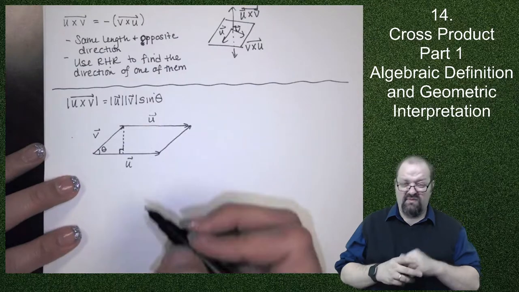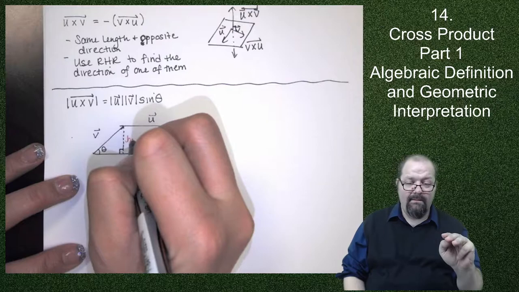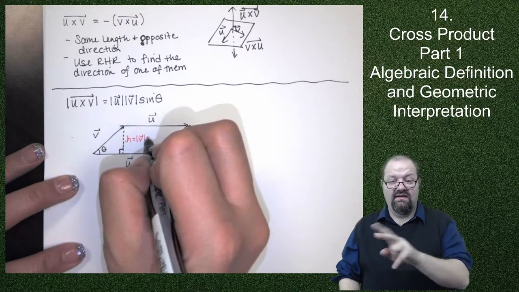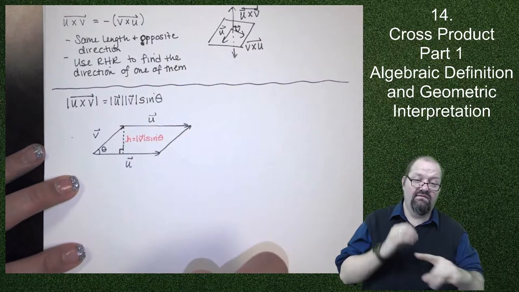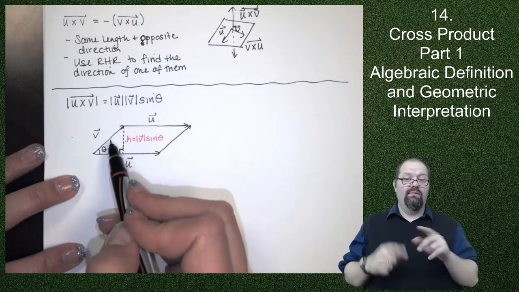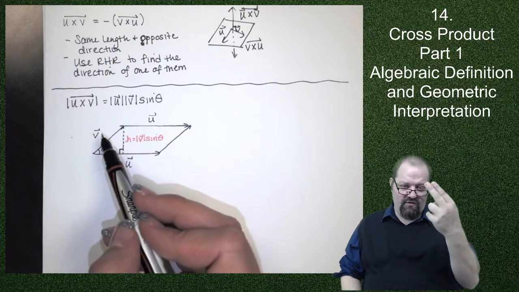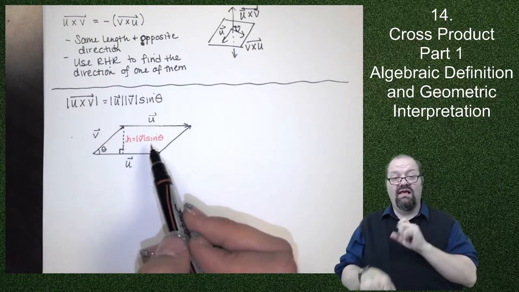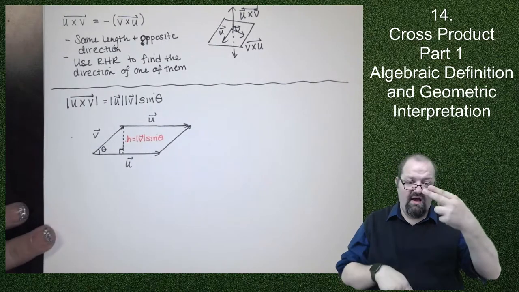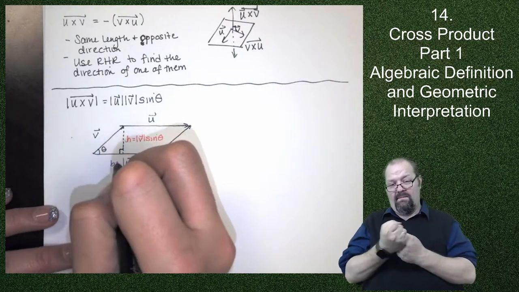Do you see that the height of that parallelogram is just the magnitude of V times the sine of theta? I hope you do. Opposite theta in that triangle, and V is the hypotenuse, the vector V is the hypotenuse. So we have the length of the vector V, or the magnitude of V times sine of theta, as the height. The area of a parallelogram is just base times height, and base is the length of U.